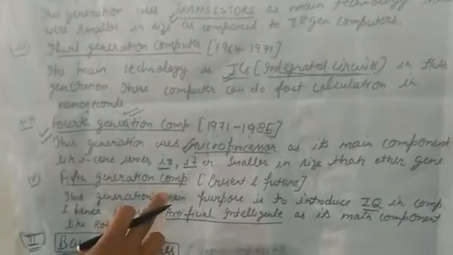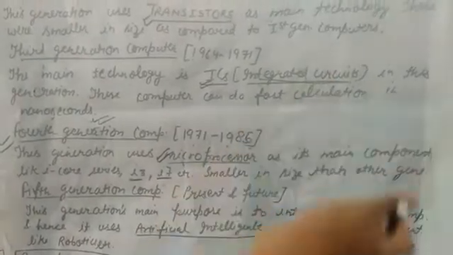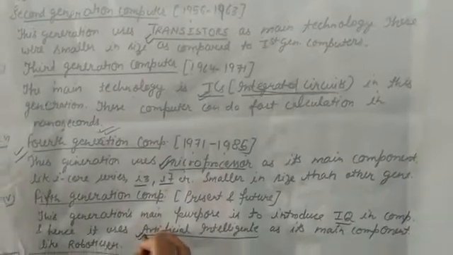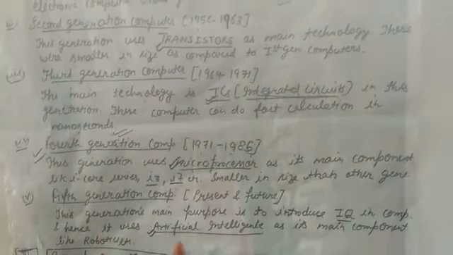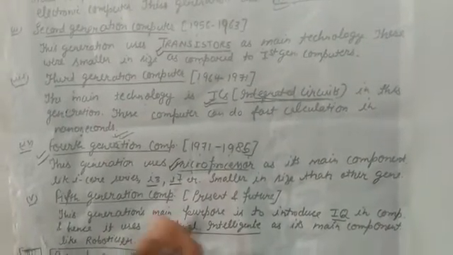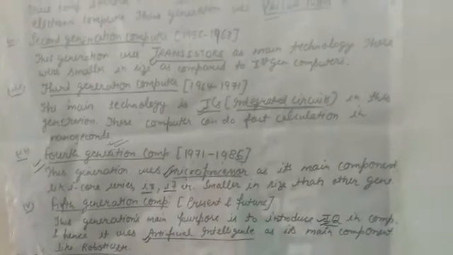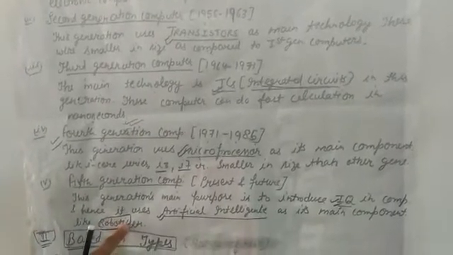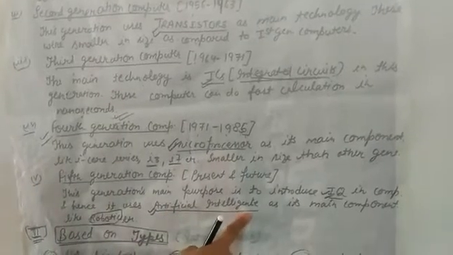This is the fifth generation of computer, that is present and future, means right now and it will be in future also. This generation is based on artificial intelligence, means the main purpose of this generation is to introduce intelligence, introduce IQ in the computer so that it can work like humans. The very best example of this generation is robotics. As you know, robots work almost like humans. So this generation is based on artificial intelligence.